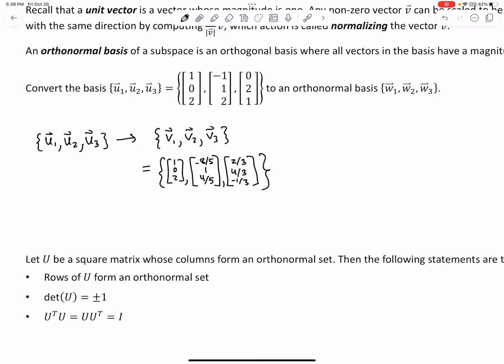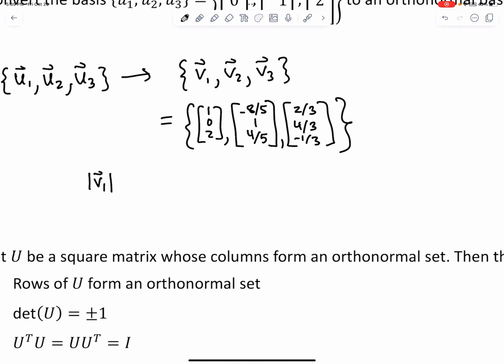So we have to find the magnitudes of each one. So the magnitude of our first vector in our orthogonal basis, you dot the vector with itself and then take the square root. So we'll get 1 squared plus 0 squared plus 2 squared. So 1 plus 4 is 5, and take the square root. So vector v1 has a length or magnitude of radical 5.